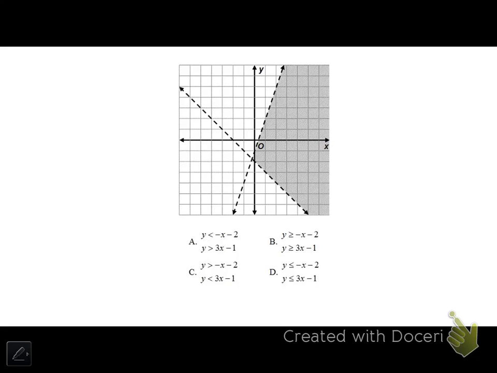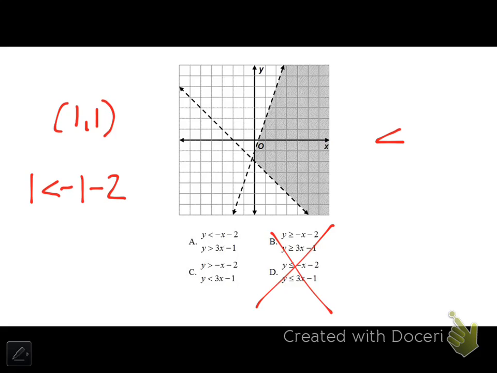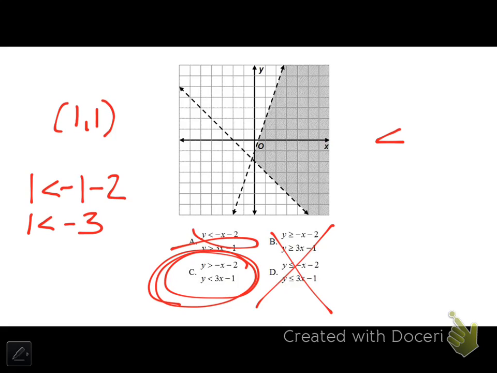Okay. It looks like, since these both are dashed lines, that means it has to be this. That means it shouldn't have a line underneath, so we can automatically eliminate B and D. So now we've got to figure out what point we want to use. So let's try using point 1, 1. Let's put it in for A. Okay, negative 1 minus 2 is negative 3. So that one didn't work, so we know that our answer is going to be this one.